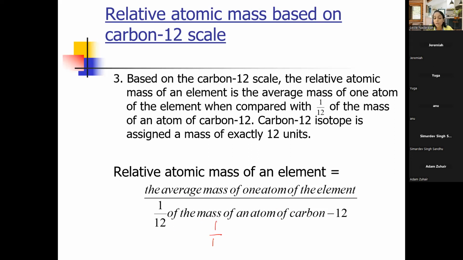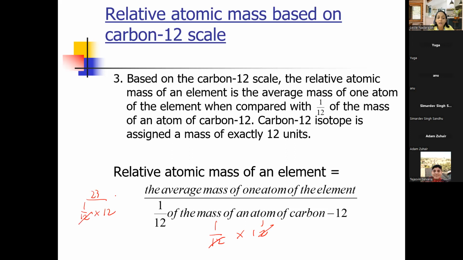Why are we taking 1/12? Because 1/12 of carbon-12 gives me 1. So whatever my average mass is, let's say teacher takes sodium. Everybody go and check your periodic table. What's the relative mass, or the average mass of sodium in your periodic table? Check for teacher now. 39. No, not 39, sorry. 23. 23, sir. Very good. It is 23. So 23 divided by 1/12 of carbon-12, cancel. Teacher gets 23. That's why I said this is irrelevant.